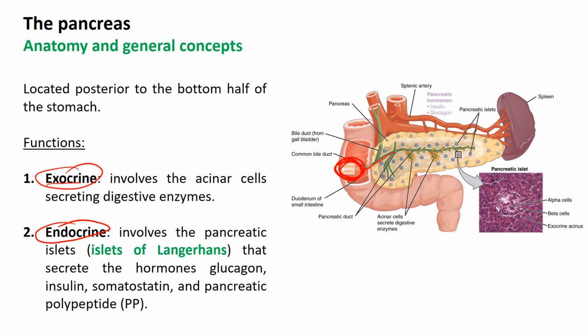We're going to see that you need hormones. Hormones are going to target the pancreas at some point to produce those enzymes that are important for digestion. That is the part of the pancreas that is called exocrine, right?